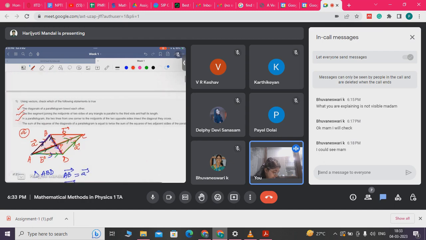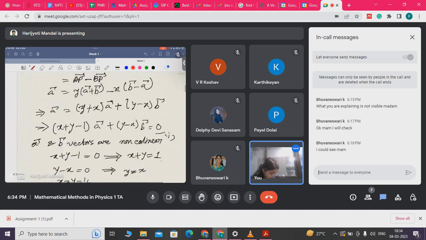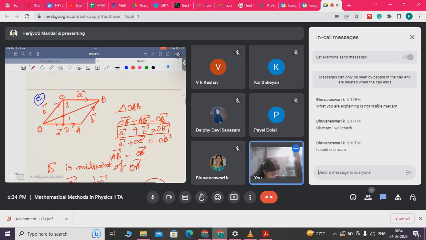I have shown all this calculation to make you understand, but for MCQ purpose, you can tick all of them because you know the statements are true from your higher secondary mathematics knowledge.